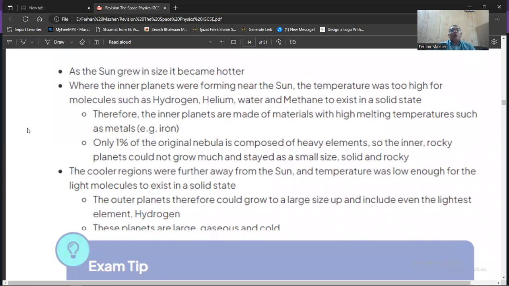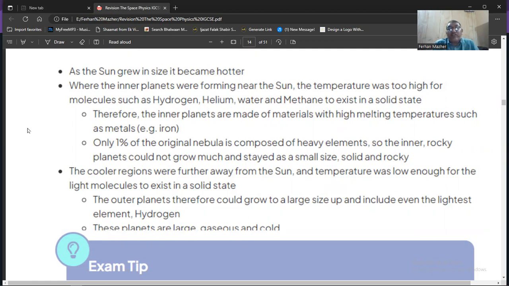As the sun grew in size, it became hotter. Where the inner planets were forming near the sun, the temperature was too high for molecules such as hydrogen, helium, water, and methane to exist in a solid state. Therefore, the inner planets are made of material with high melting temperatures, such as metals, for example iron. Only 1% of the original nebula is composed of heavy elements. So the inner rocky planets could not grow much and stayed small, solid and rocky.